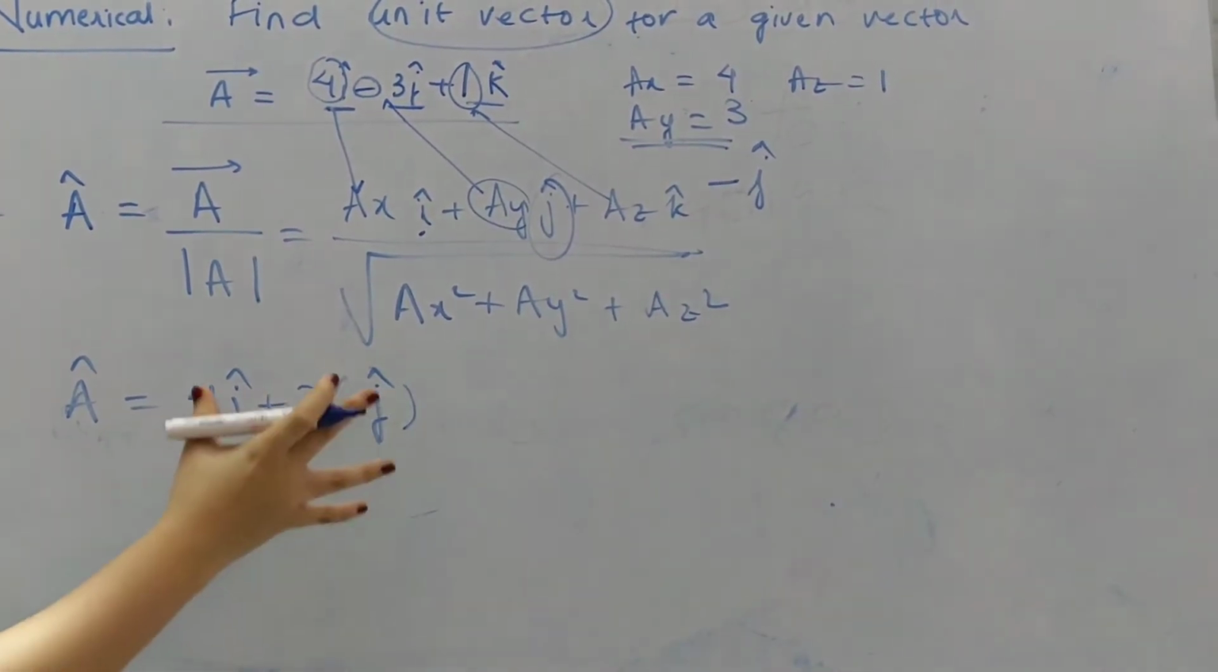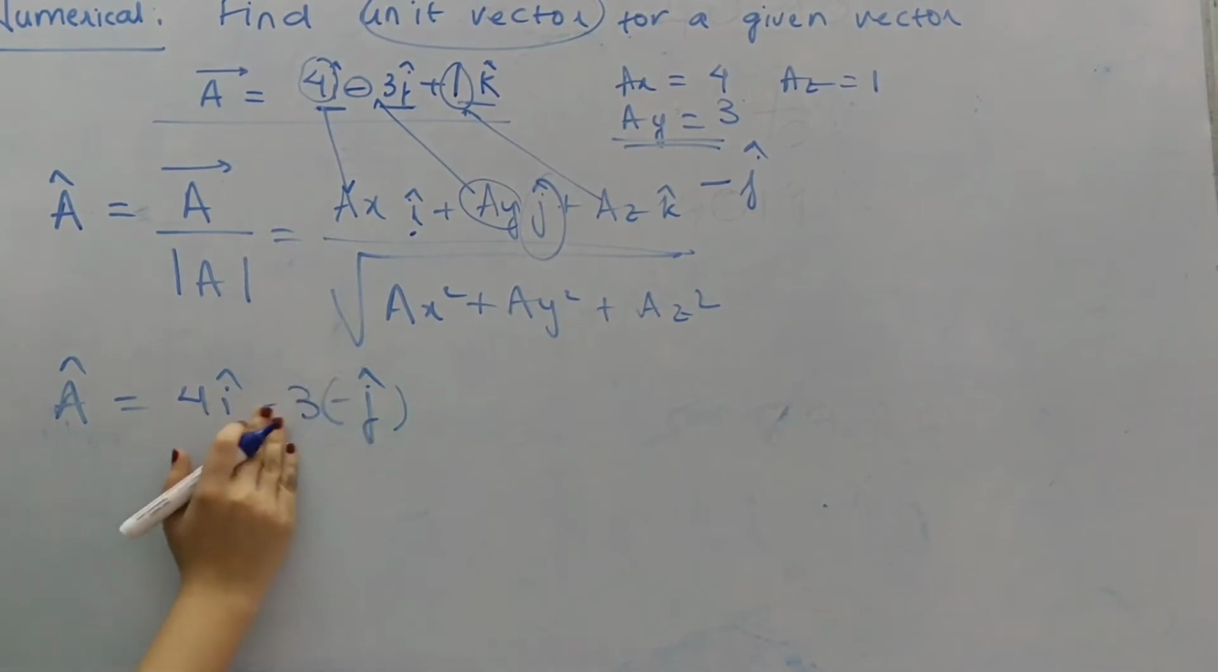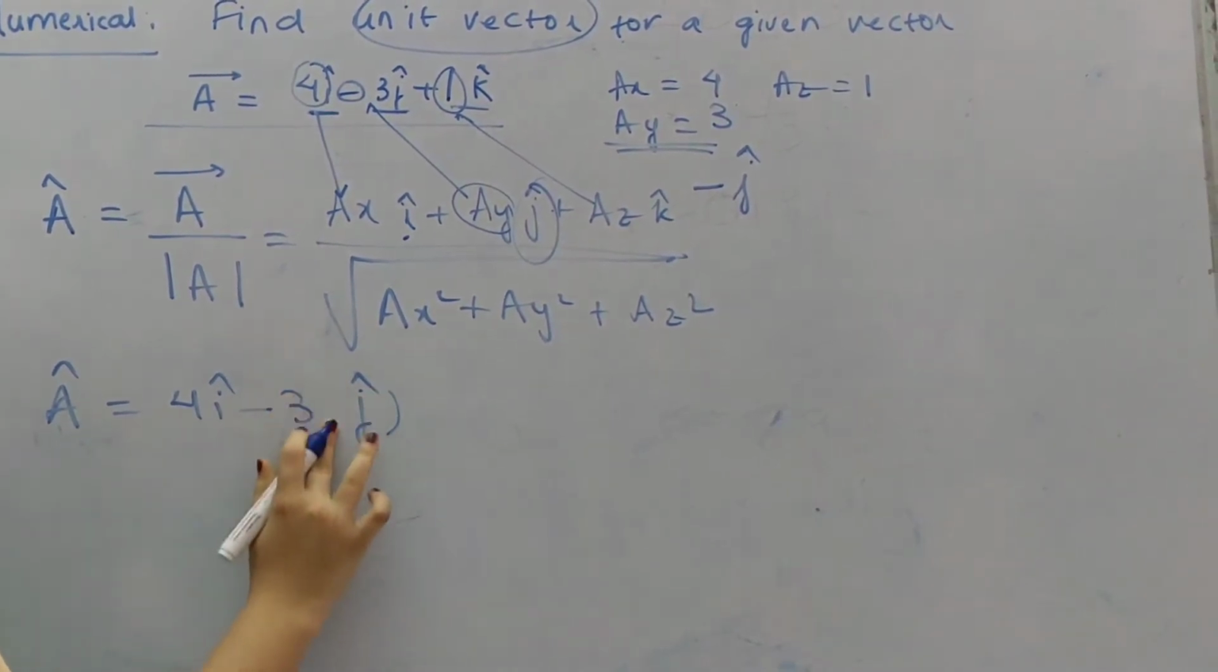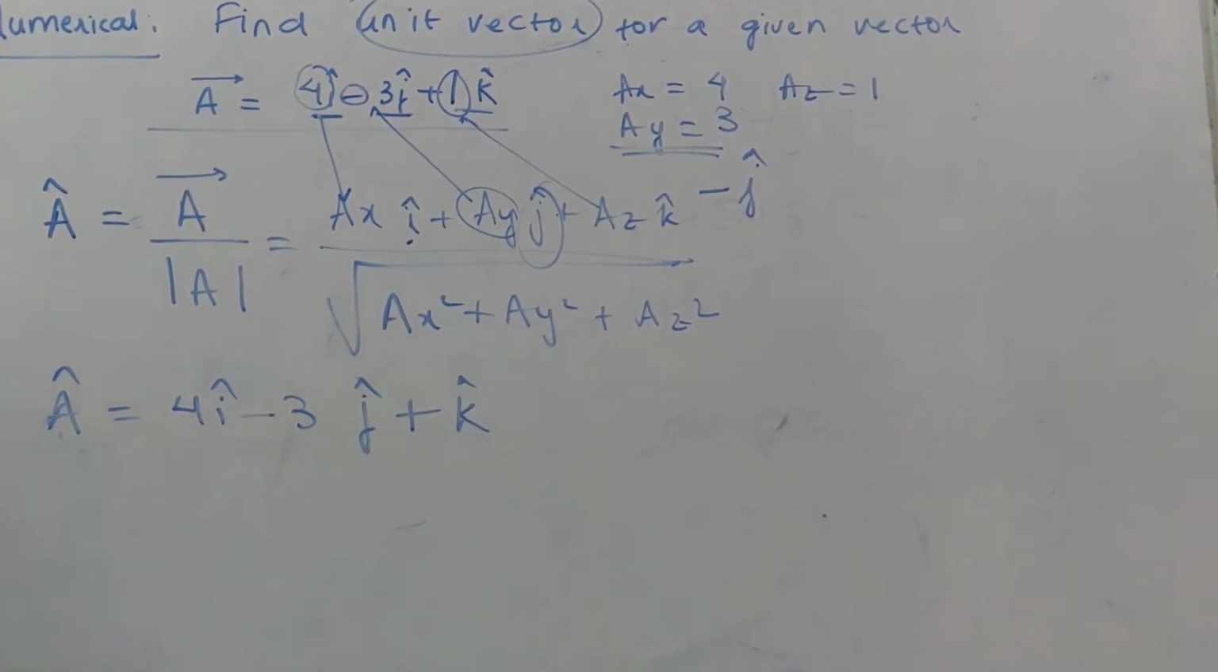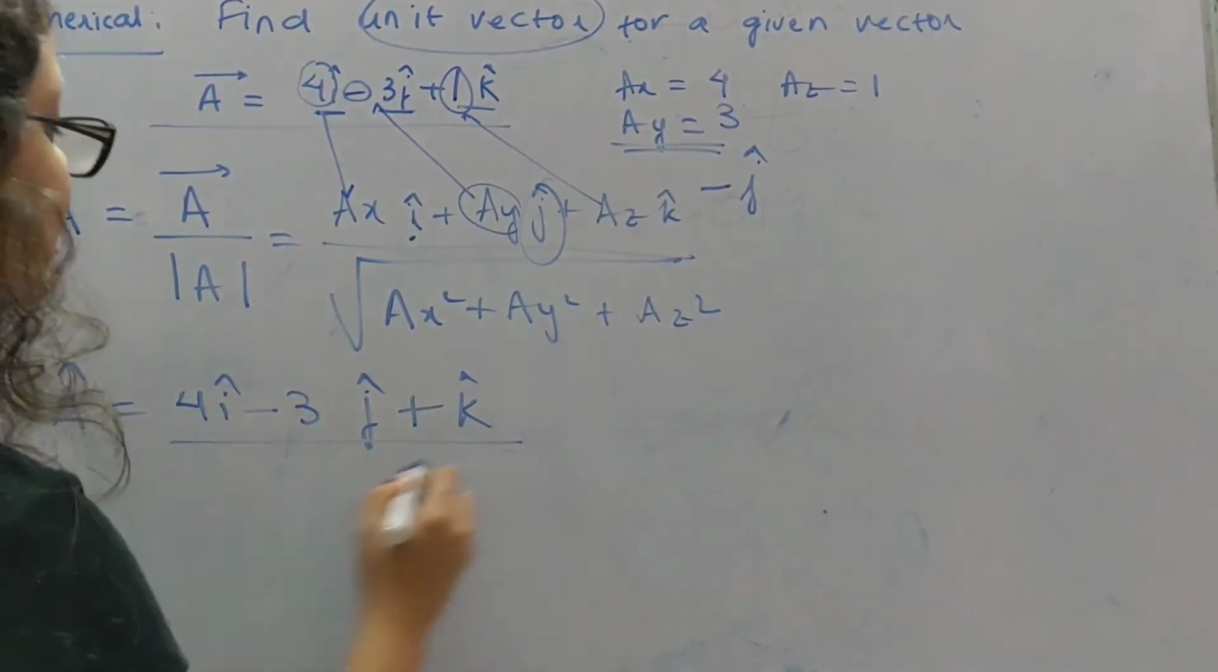But anyways, you will have to open this at some point. So we will put this like this, and then plus k cap. I am not writing 1 k cap. I am assuming that you have understood.